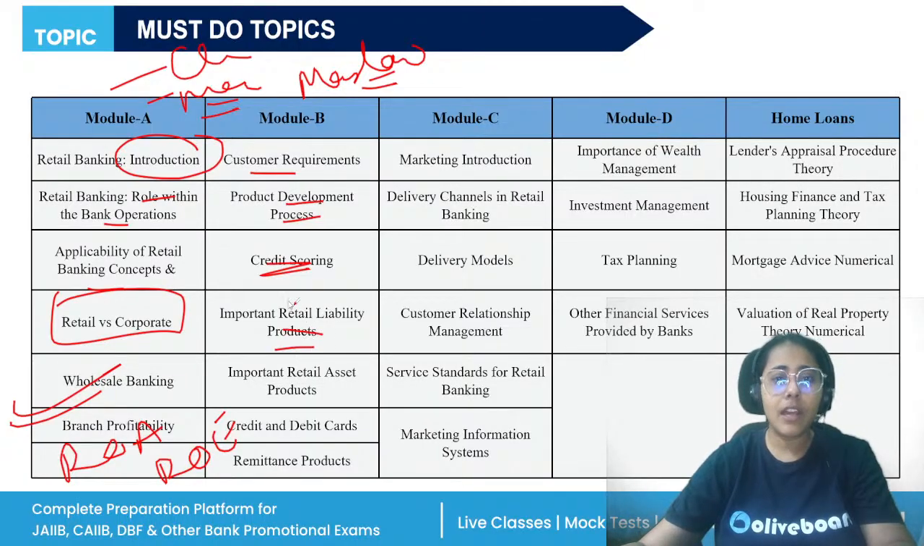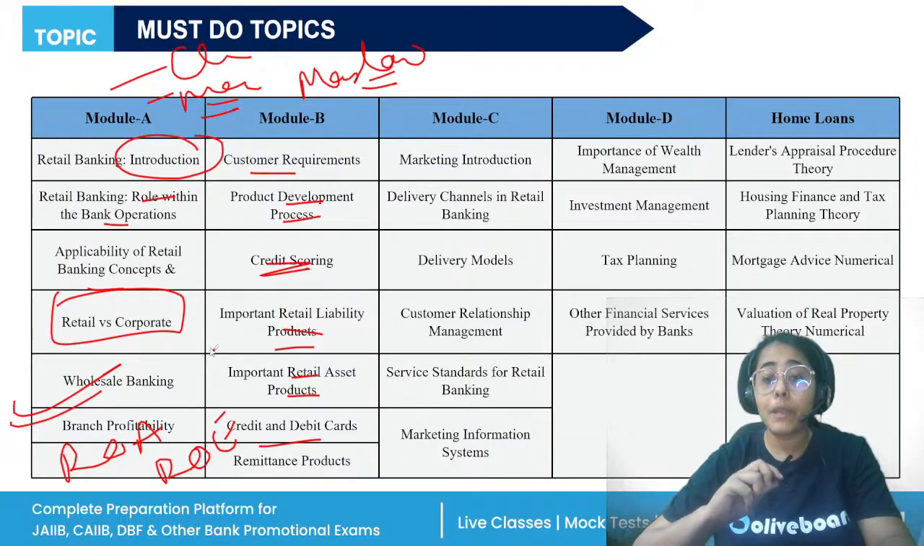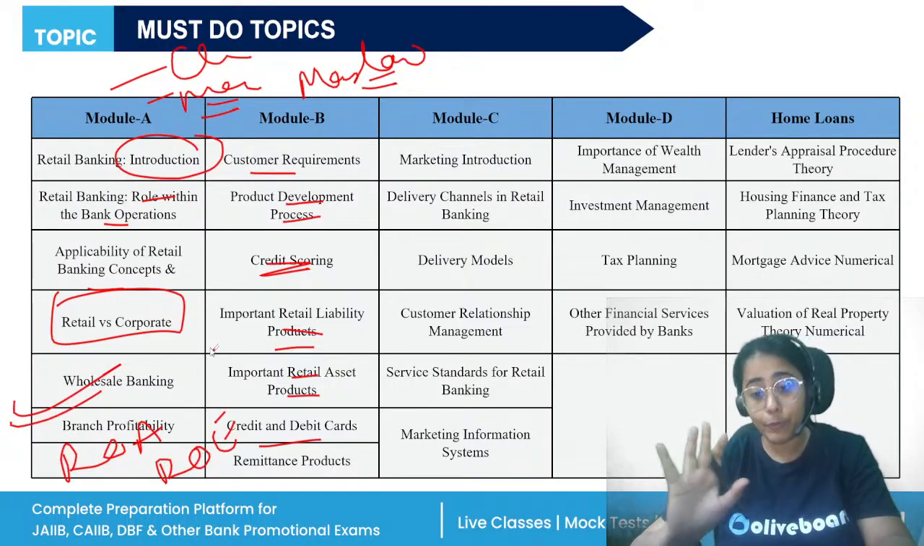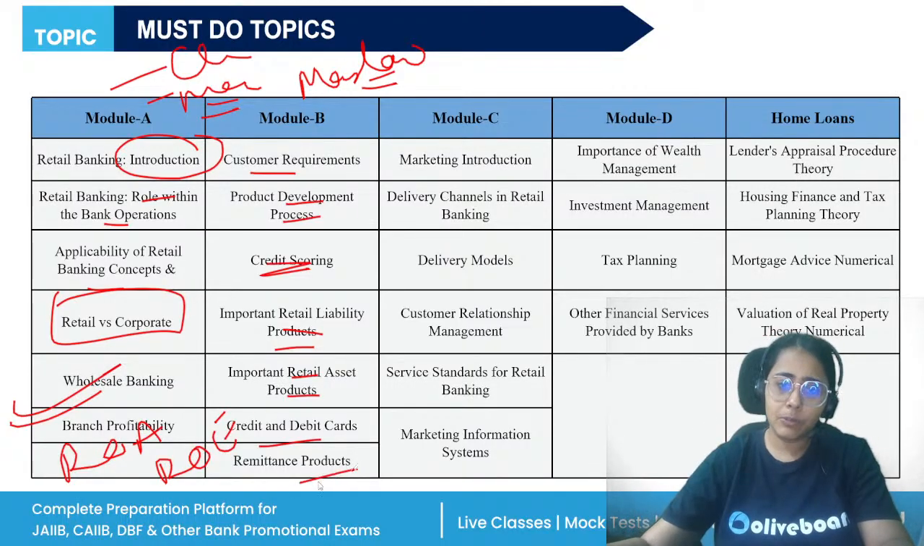Important retail liability products, the different types of products, CASA and fixed deposit. Important retail asset products, the features of a home loan, education loan, Pradhan Mantri Awas Yojana, credit and debit cards. From here also, a very important topic is the minimum amount due on the credit card. Questions are asked from the collection of the interest, how the banks calculate interest on the overdue period, and the remittance products.